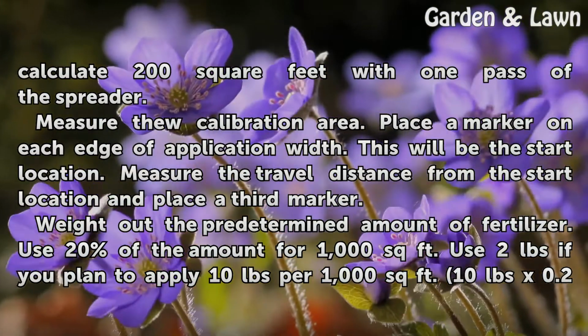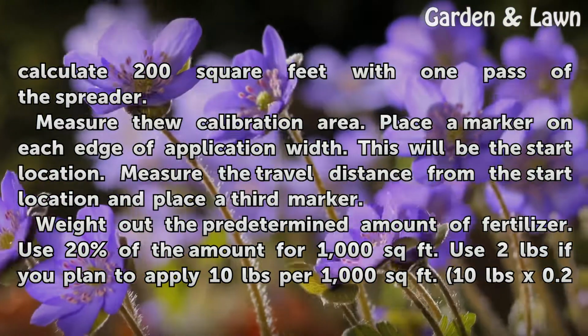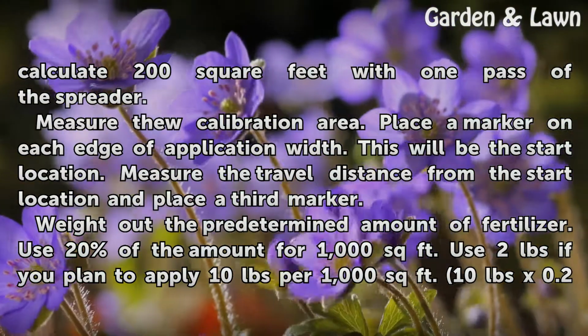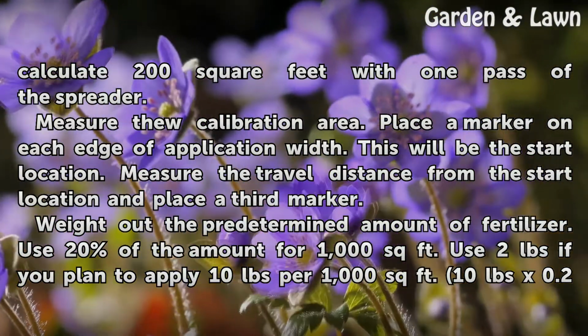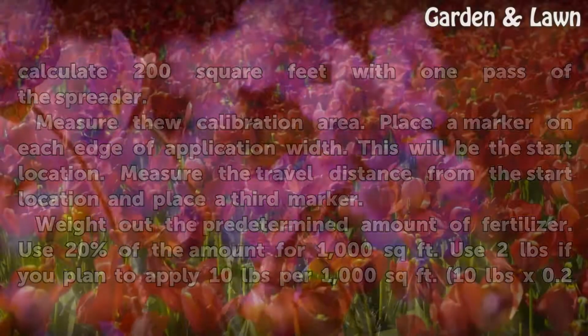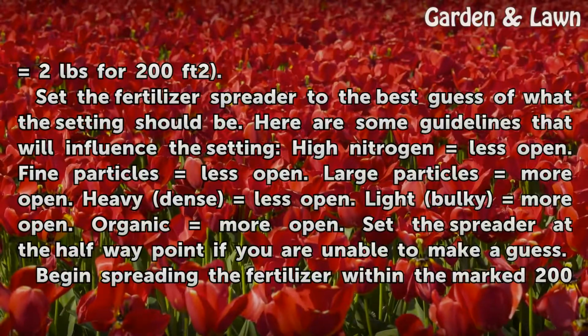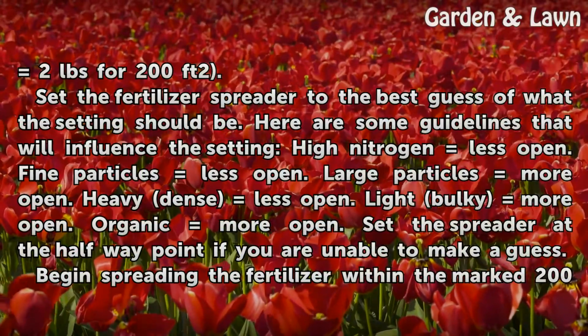Weigh out the predetermined amount of fertilizer. Use 20% of the amount for 1,000 square feet. Use 2 pounds if you plan to apply 10 pounds per 1,000 square feet. 10 pounds x 0.2 equals 2 pounds for 200 ft².